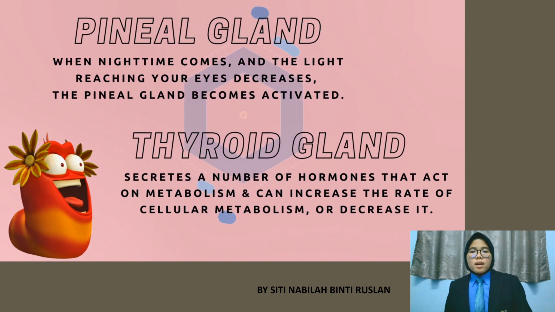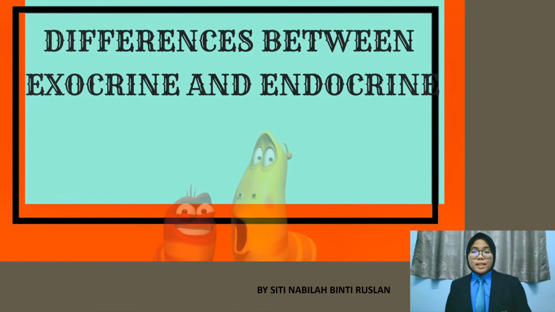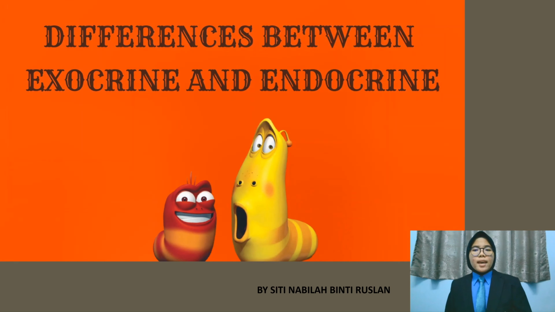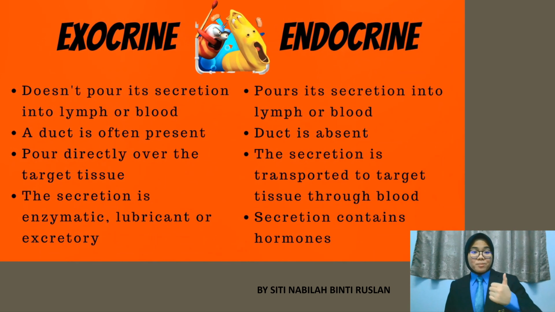Let's look into the differences between the exocrine gland and the endocrine gland. The exocrine gland doesn't pour its secretion into lymph or blood, but the endocrine does. The exocrine has ducts, but the endocrine does not. The exocrine pours its secretion directly over the target tissue, meanwhile the endocrine's secretion is transported through the blood. And lastly, the secretion of the exocrine is enzymatic and lubricant. However, the endocrine secretion contains hormones.